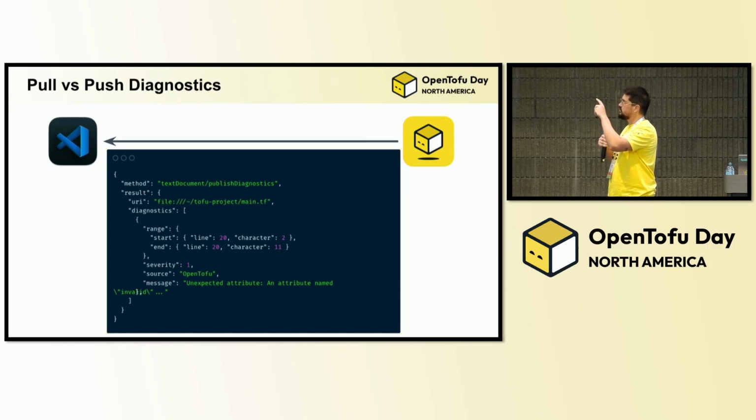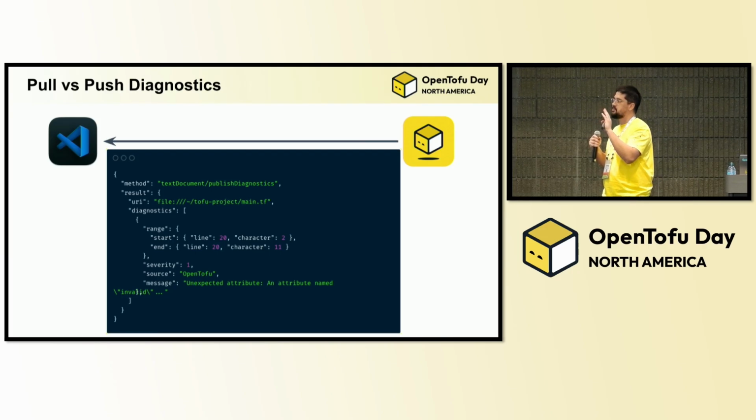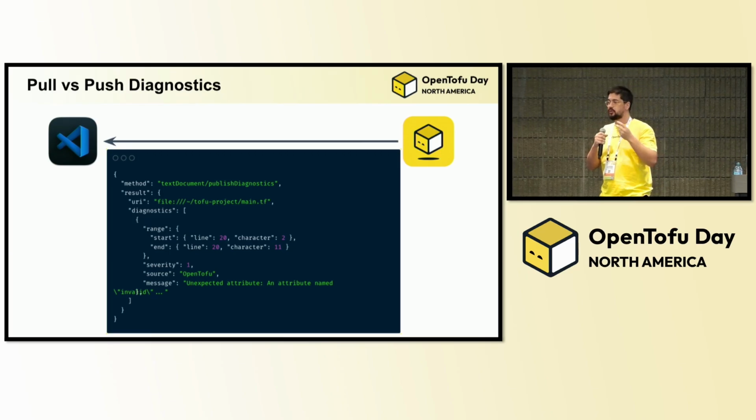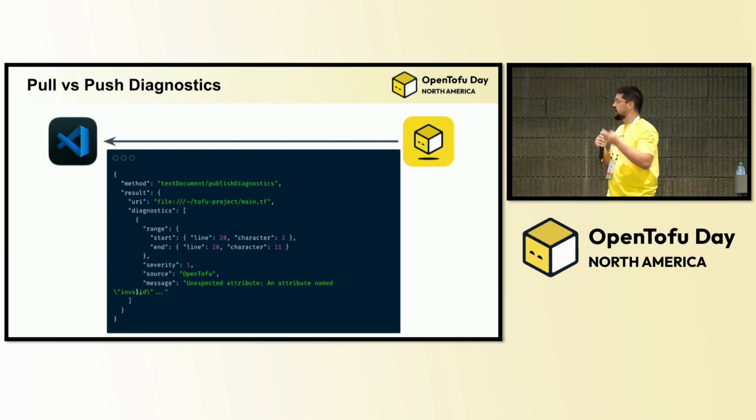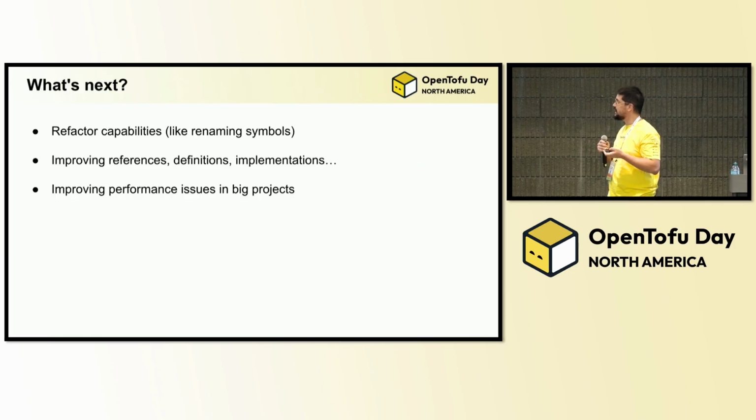So there are two ways to do that. In our case, we send information to the client, but the client can request that as well. There's a difference between pull and push in the diagnostics. It really depends on what you want to do on your client, but we use push. And yeah, that's how we implement that.